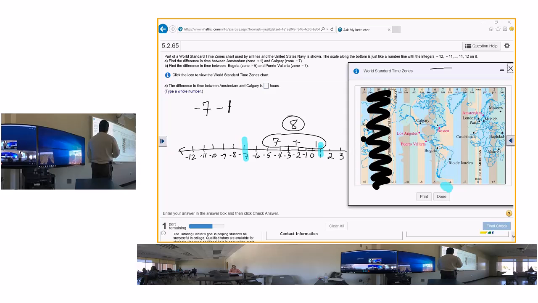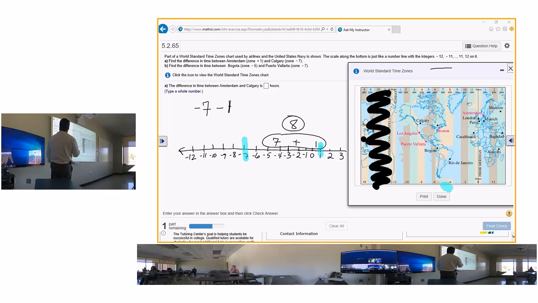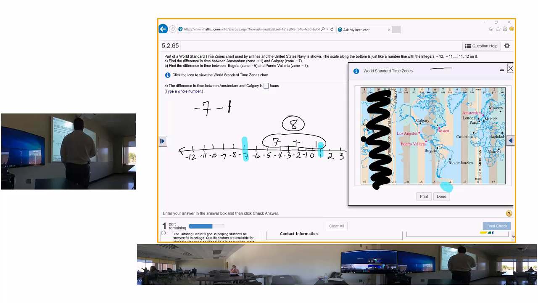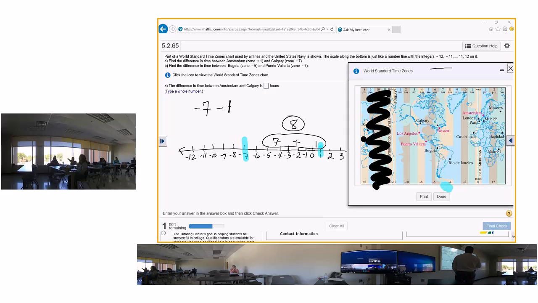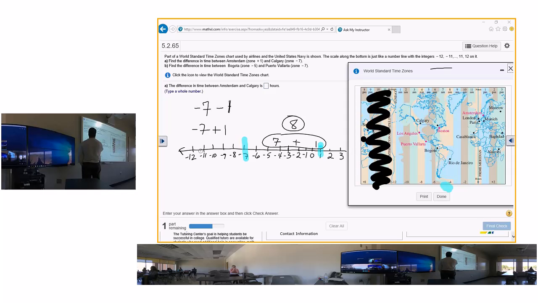I think it would just be like 8 hours. Well, it's 8 hours, but that's the distance between the 2. They're not asking for the distance. They say the difference in time. It should be 8 hours. Wouldn't it be 6 hours? Because if you look on the map, it says the time up top, and it says 5 a.m. for negative 7 zone. Okay, I know what they're doing. Negative 7 plus 1 is equal to what? Negative 6. Negative 6.